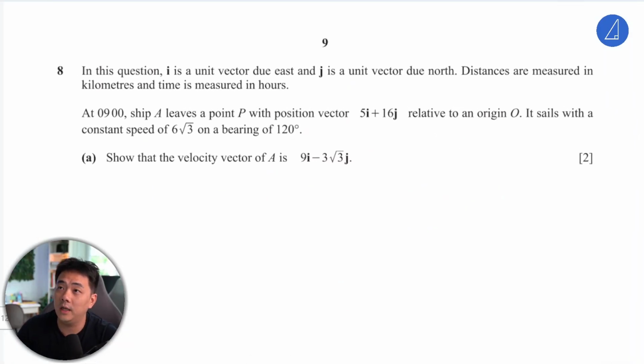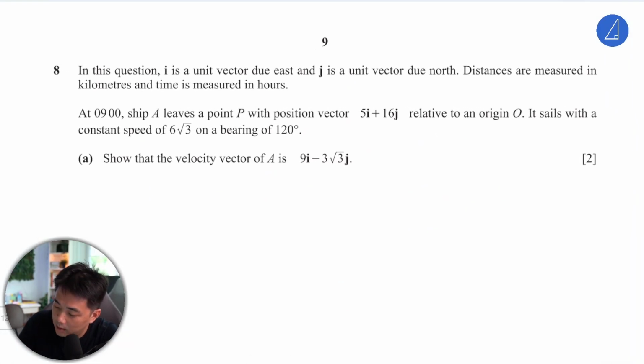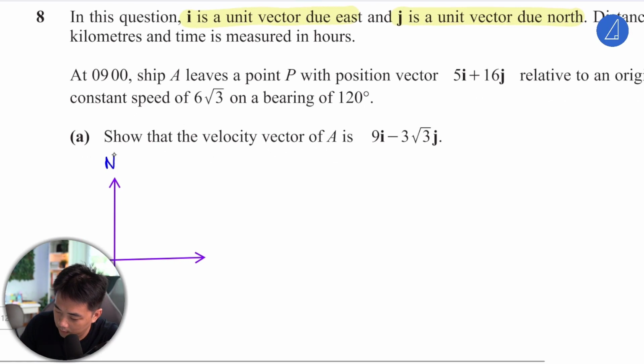Okay, let's look at question 8 here. In this question, i is a unit vector due east and j is a unit vector due north. So east and north: this is north, then this is j.